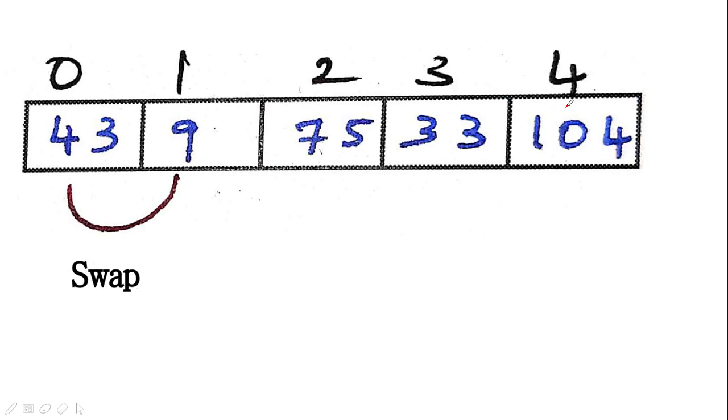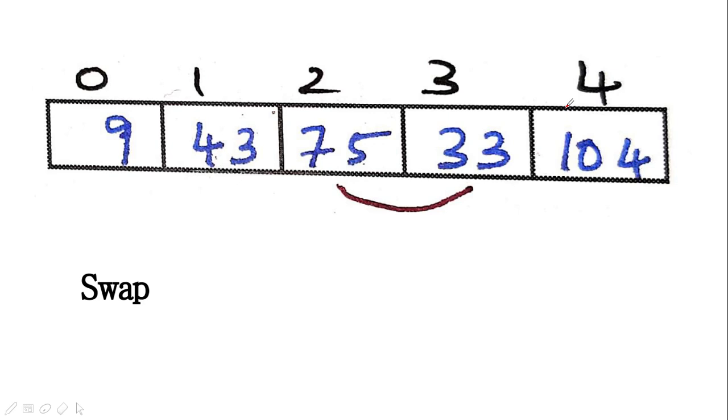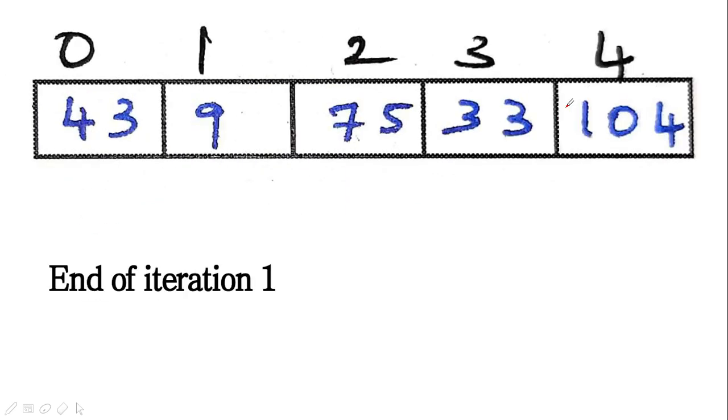Now again I will start from the index 0 only, comparing the 0th element with the first element. Violation, so swap it. Now compare the element at index 1 with 2, no violation, no swap. Now compare the element at index 2 with 3, violation, swap it. Okay, and you can stop it, because then I missed to say a point here.